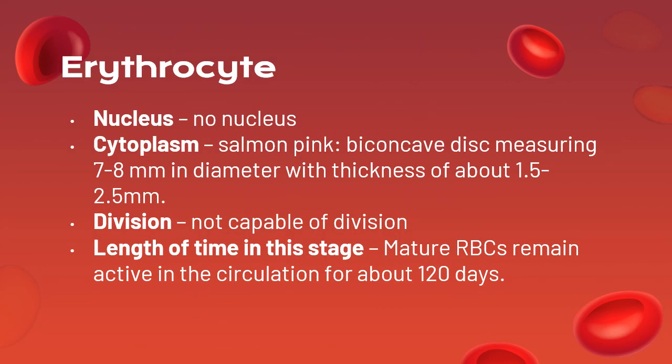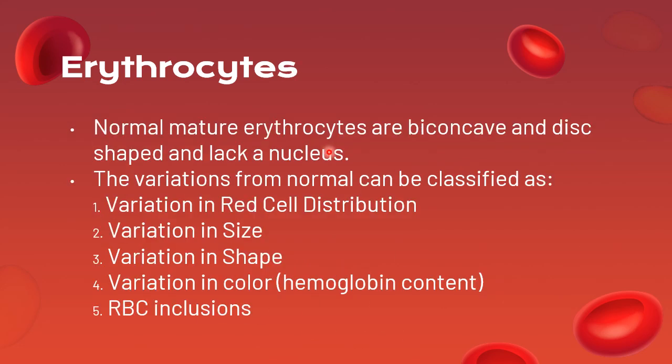And then your erythrocyte. Okay? So, not capable of division, 7 to 8 millimeters in diameter, and then remain active for about 120 days. So, sa normal, mature erythrocytes are biconcave and disc shape and lack a nucleus. So, variations from normal can be classified as variation in red cell distribution, in size, in shape, in color, and RBC inclusions. Now, yan yung isa-isahin natin. Okay?